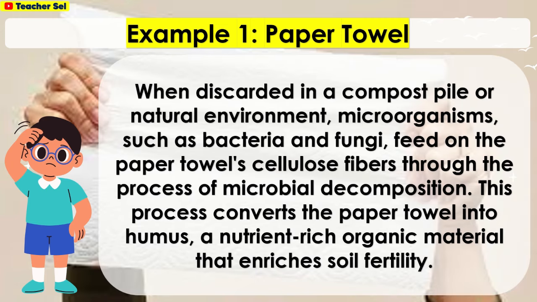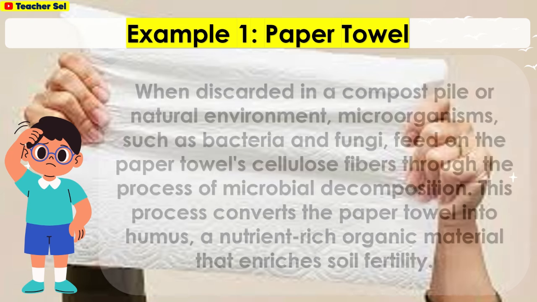When discarded in a compost pile or natural environment, microorganisms such as bacteria and fungi feed on the paper towel's cellulose fibers through the process of microbial decomposition. This process converts the paper towel into humus, a nutrient-rich organic material that enriches soil fertility.